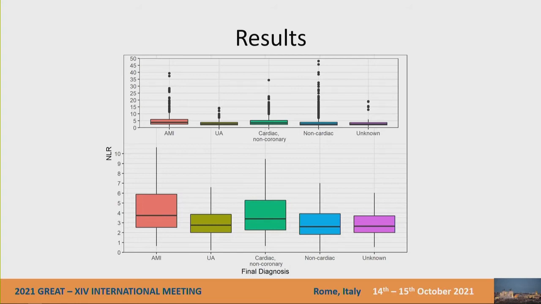As we can see in this box plot, the neutrophil lymphocyte ratio is mostly increased in the group of patients with acute myocardial infarction in comparison with the other gold standard diagnosis used in the EPACE cohort, but there is also an overlap in between all of the groups.